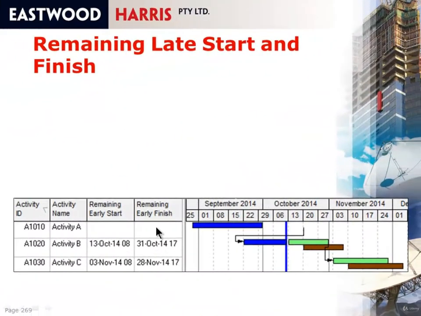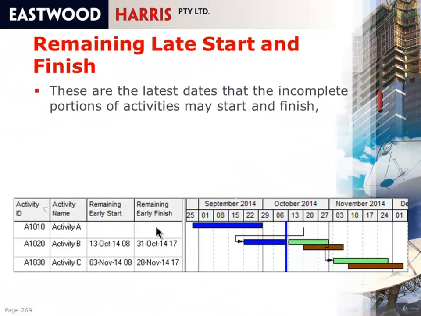The remaining late start and late finish are the latest dates that incomplete portions of activities may start and finish. When an activity is finished, they are null, and when they are not started or in progress, they are in actual fact displaying the correct data. So the remaining late start and late finish are also displaying information in the way one would expect them to.